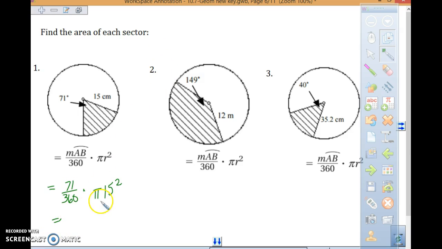Again, confirm this answer on your calculator. We're not going to leave it in terms of pi. 139.408.